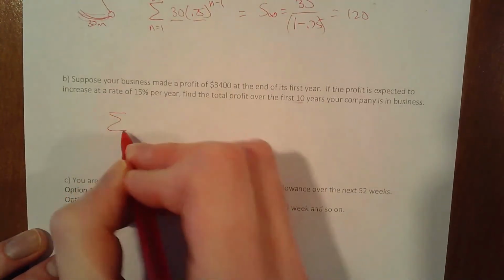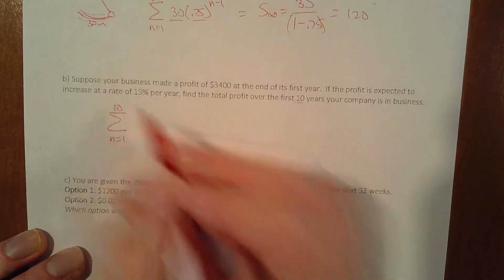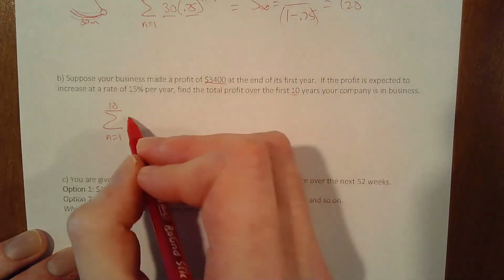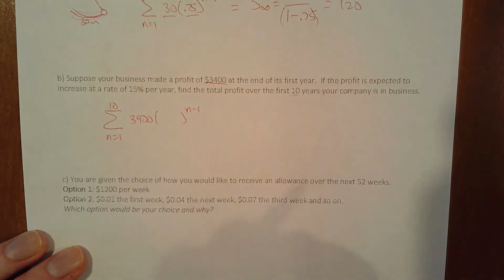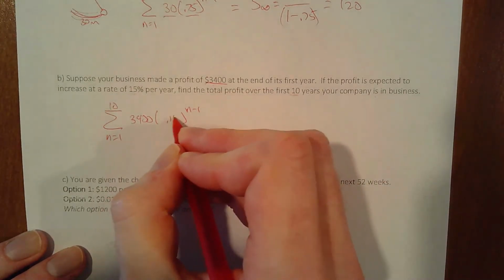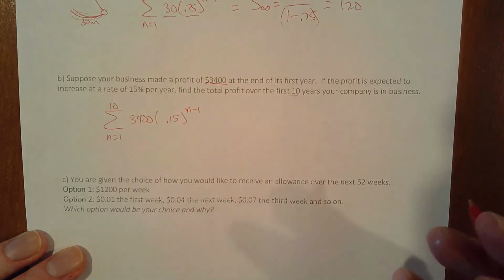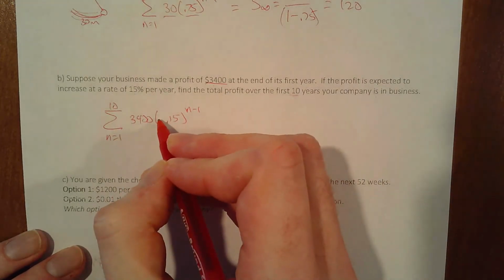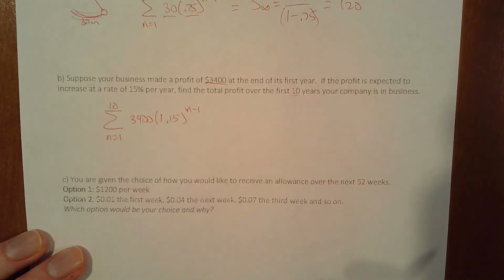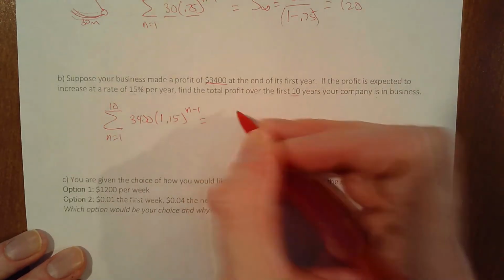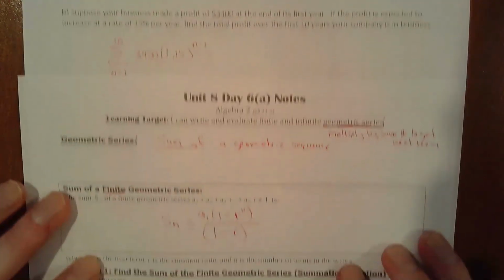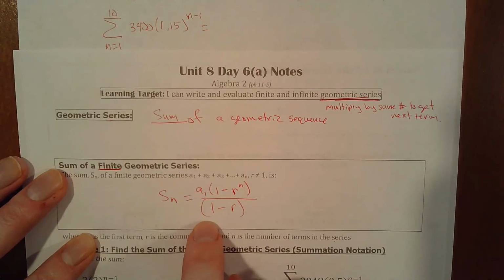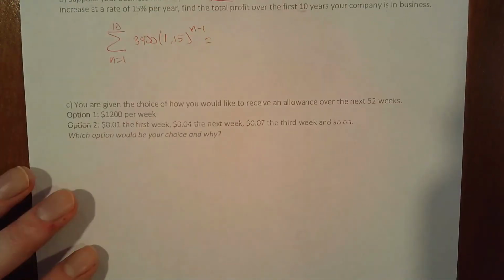So summation notation would be from 1 to 10. My initial value is 3,400. Now my common ratio, don't make the mistake of putting 0.15 in there, because I'm not getting 15% left, it's increasing by 15%, so it's 1.15. Since this is finite, it's the first formula we went through. Let me put it up here for you. It's this guy right here. So you know the difference in your two formulas, and you can check back on your notes anytime in your homework.